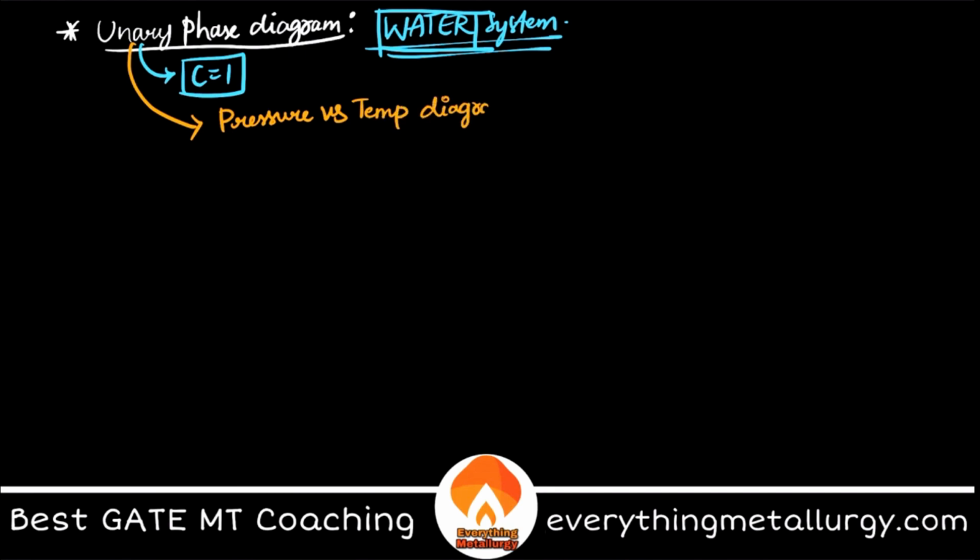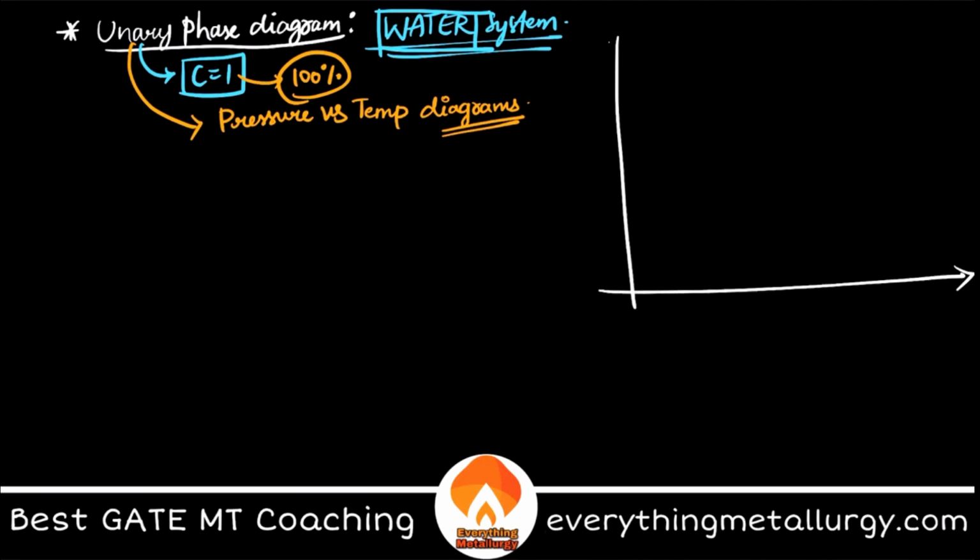Okay. Why are we removing the composition term? Because this one component itself consists of 100% composition. So there is no need to actually consider that. Okay. And again, P versus T diagrams will look something like this.